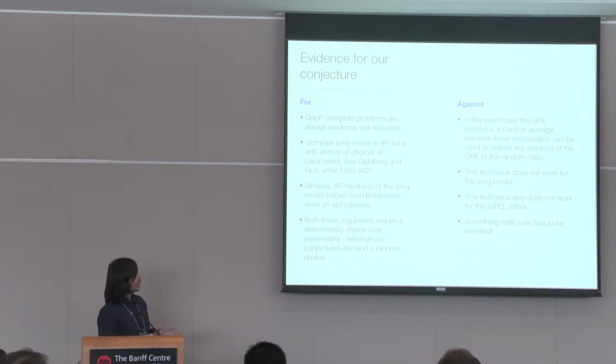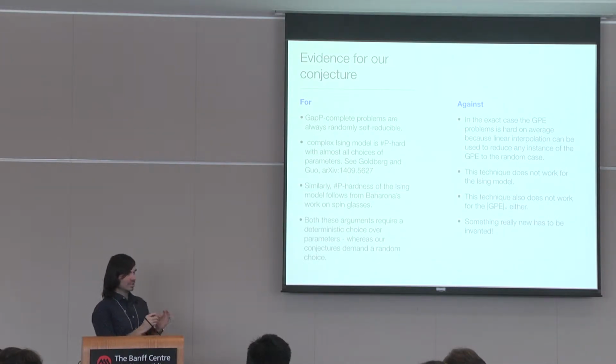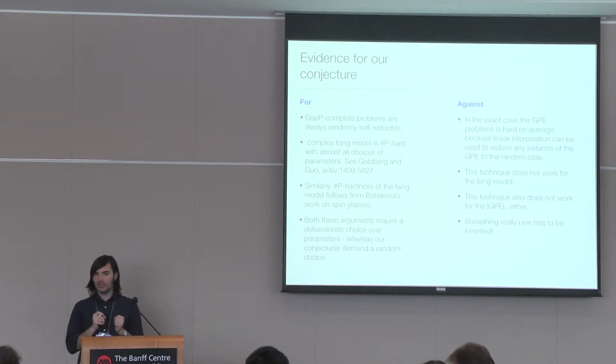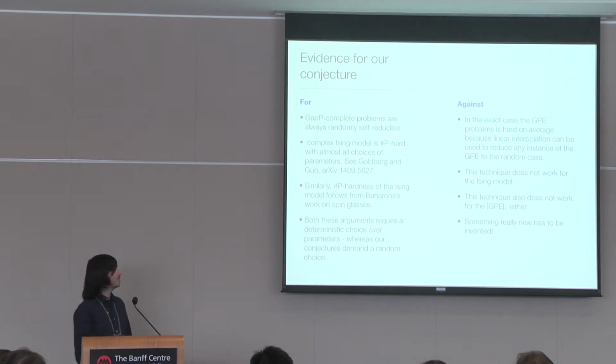Against our argument is that, well, not quite against, but in the case of linear optics, you can actually prove that the Gaussian permanent estimation problem is #P-hard on average in the exact case. But when you want to weaken this to an approximate case, this doesn't really work. Generally, these proof techniques use linear interpolation, and that linear interpolation won't give you tight enough bounds to prove the results that are needed for this to ultimately be true. So something new has to be invented in this case. You really need to do something a bit different from what the standard tricks will give you.